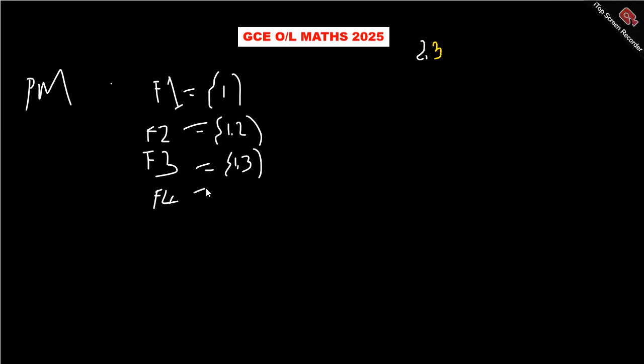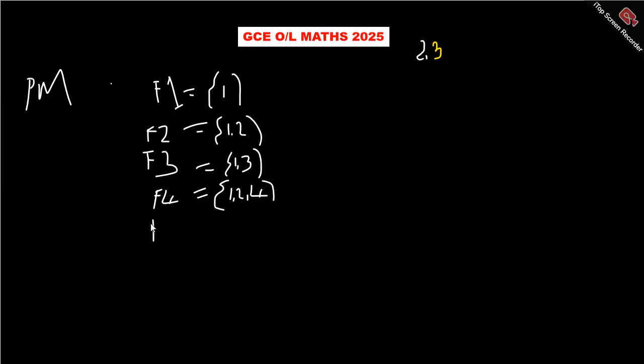What are the factors of 4? The factors of 4 are 1, 2, and 4. You see that 4 has 3 factors, so 4 is not a prime number, because prime numbers are numbers whose factors are 1 and that number itself. But here 4 has 3 factors, so 4 is not a prime number.